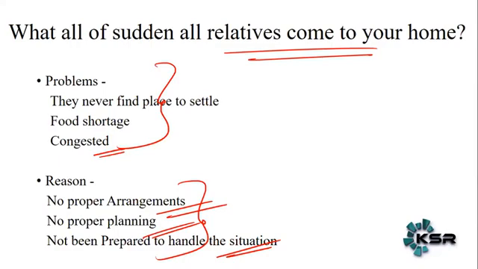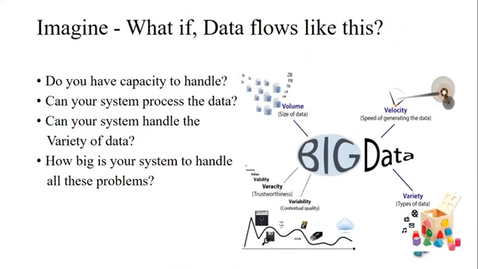Just one small matter, and I'm not able to manage 20 relatives. Correct? What if data comes like this to your system? Data is coming from Instagram, data is coming from WhatsApp, data is coming from Twitter, data is coming from YouTube. If you cannot manage 20 relatives, are you going to manage 20 million data records?